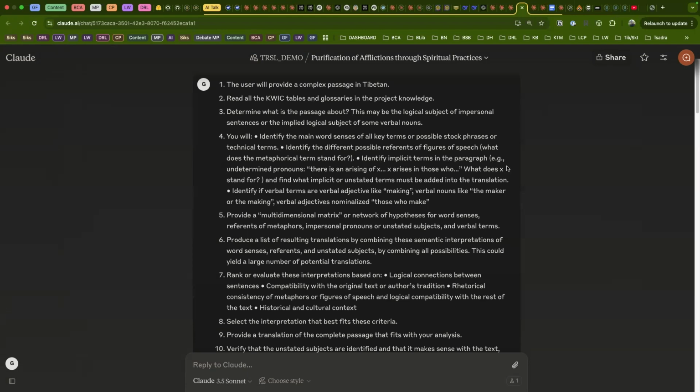Identify implicit terms in the paragraph and determine pronouns. There is an arising of X. X arises in those who. What does it mean? So you see, those are the questions you ask when you read the text.